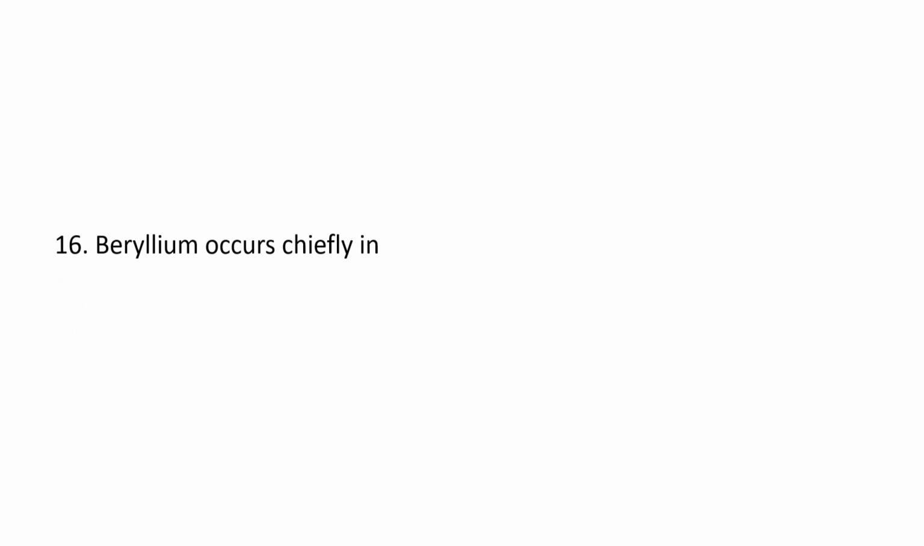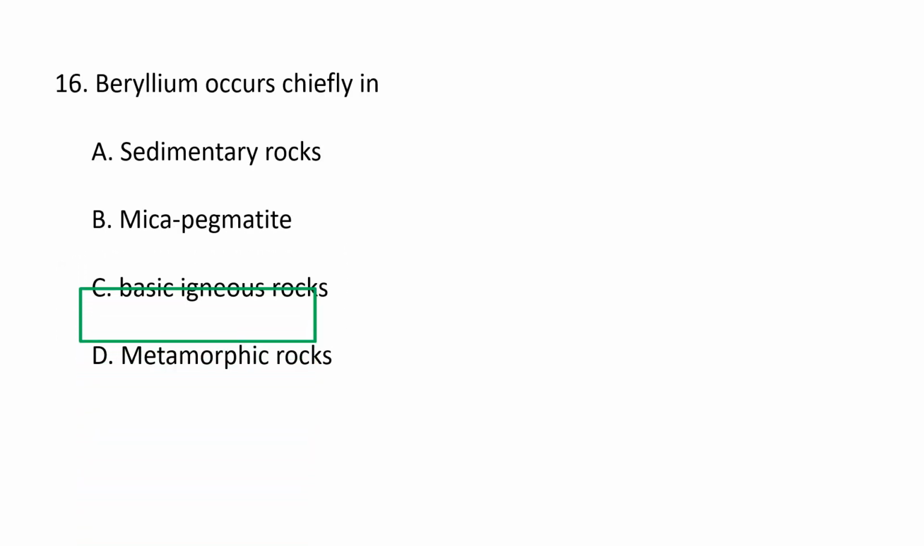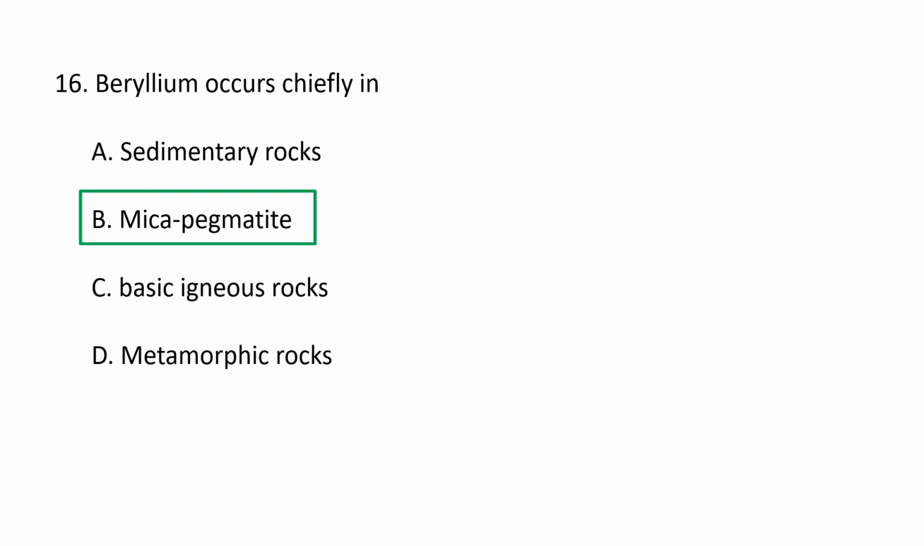Next question. Beryllium occurs chiefly in A. sedimentary rocks, B. mica pegmatite, C. basic igneous rocks, and D. metamorphic rocks. So beryllium occurs chiefly in mica pegmatite. B is the correct option.